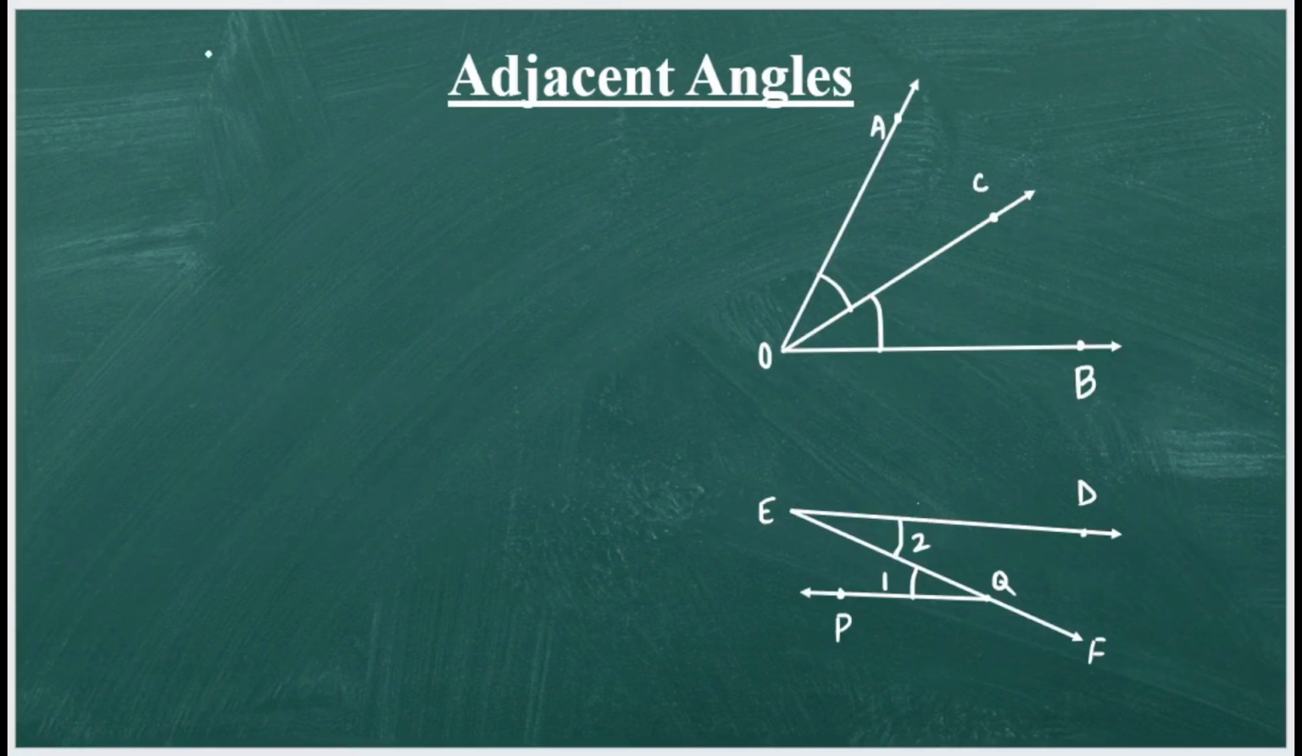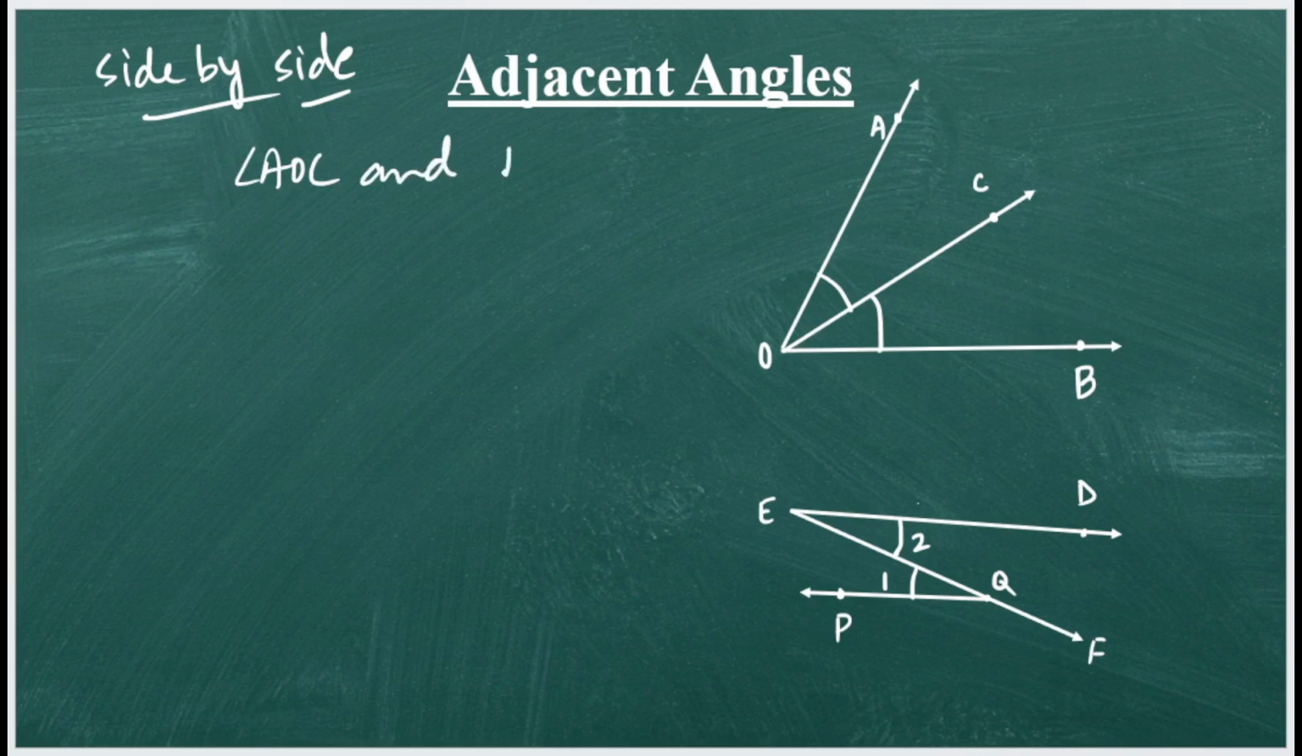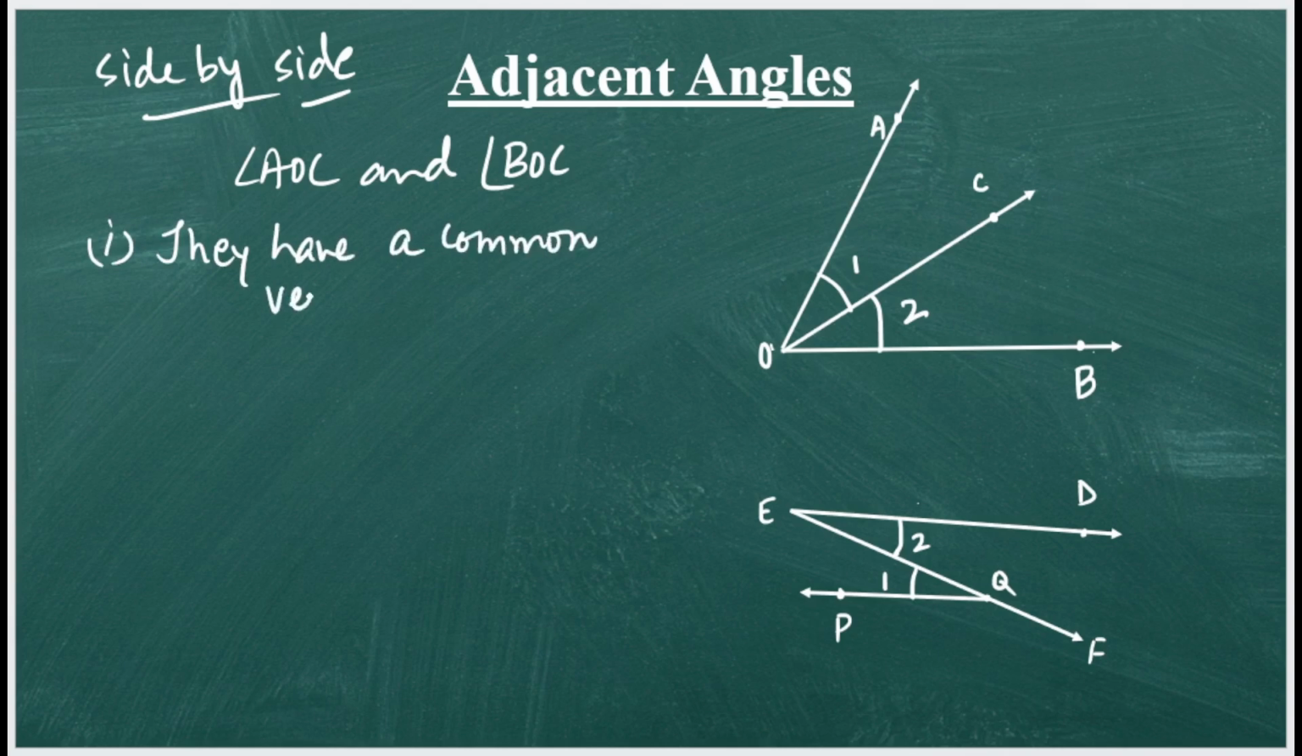Adjacent angles. Adjacent means side by side. So the angles which are coming side by side, just next to each other, are called adjacent angles. Look at the angle AOC in the first diagram and angle BOC. Means I am talking of this AOC, you can say angle 1, and angle BOC, that means angle 2. Angle 1 and angle 2 are adjacent angles because the first condition is they have a common vertex. And what is the common vertex for these two angles? That is nothing but O. You can see the vertex for AOC and BOC is O.